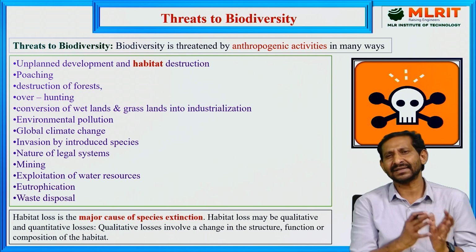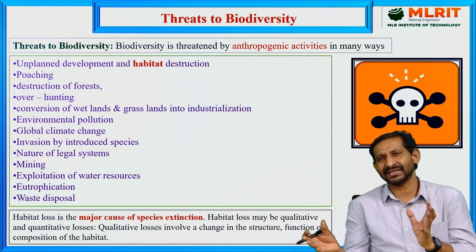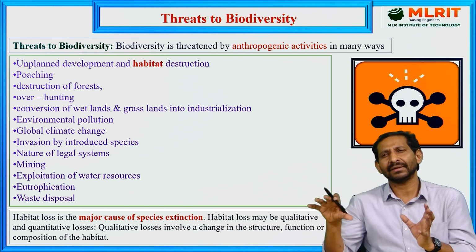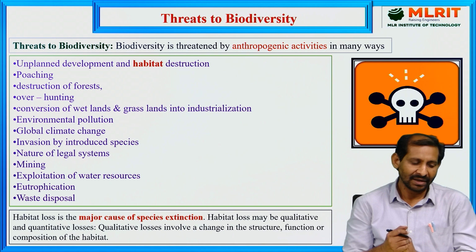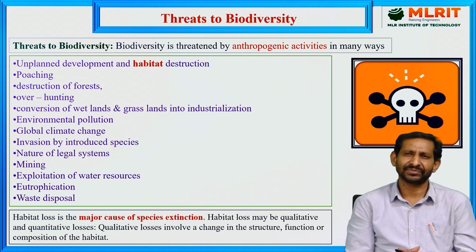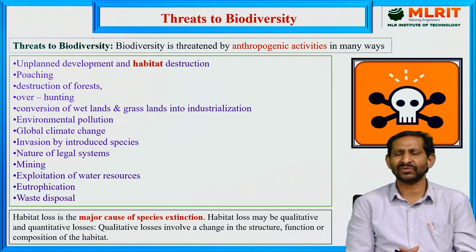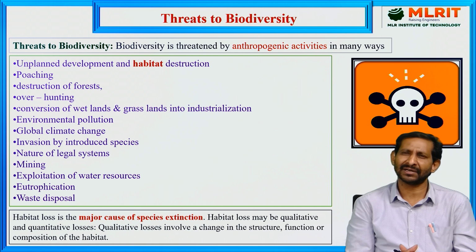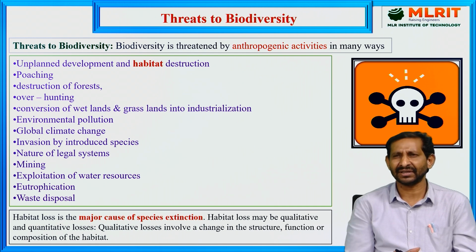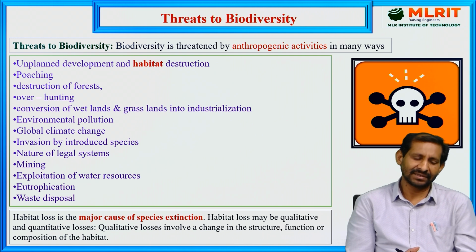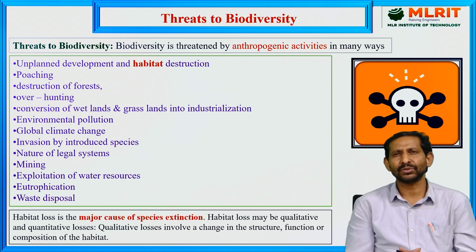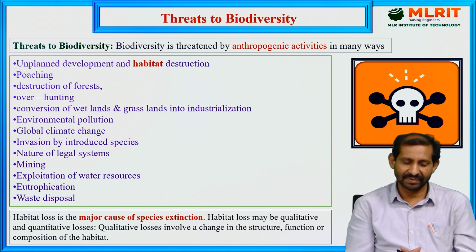Once the wetlands and grasslands are converted for industrial purposes, it mostly leads to biodiversity threats. Environmental pollution also happens. This is also due to human activities. We are using a lot of automobiles and industrialization, and a lot of gases are released into the atmosphere. In that pollution, biodiversity threats also happen.